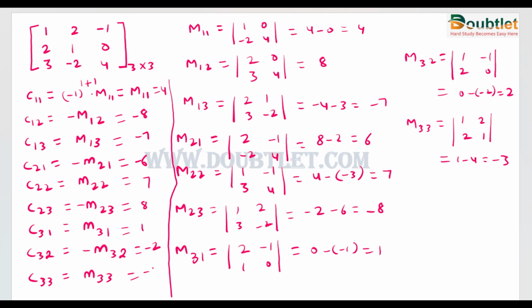So if we write the matrix of cofactors, we can write this as: this is 4, minus 8, minus 7, this is minus 6, this is 7, this is 8, this is 1, this is minus 2, this is minus 3. So this is the final answer for the matrix of cofactors of matrix A.